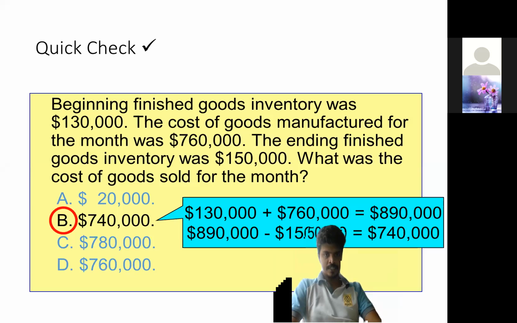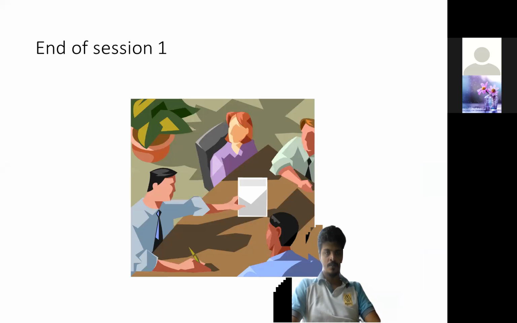Okay, correct answer, answer B. So what we need to do, we need to add together the opening inventory plus total production cost minus closing stock. Answer is 740. Okay, you are correct. Okay, that is the end of this session.